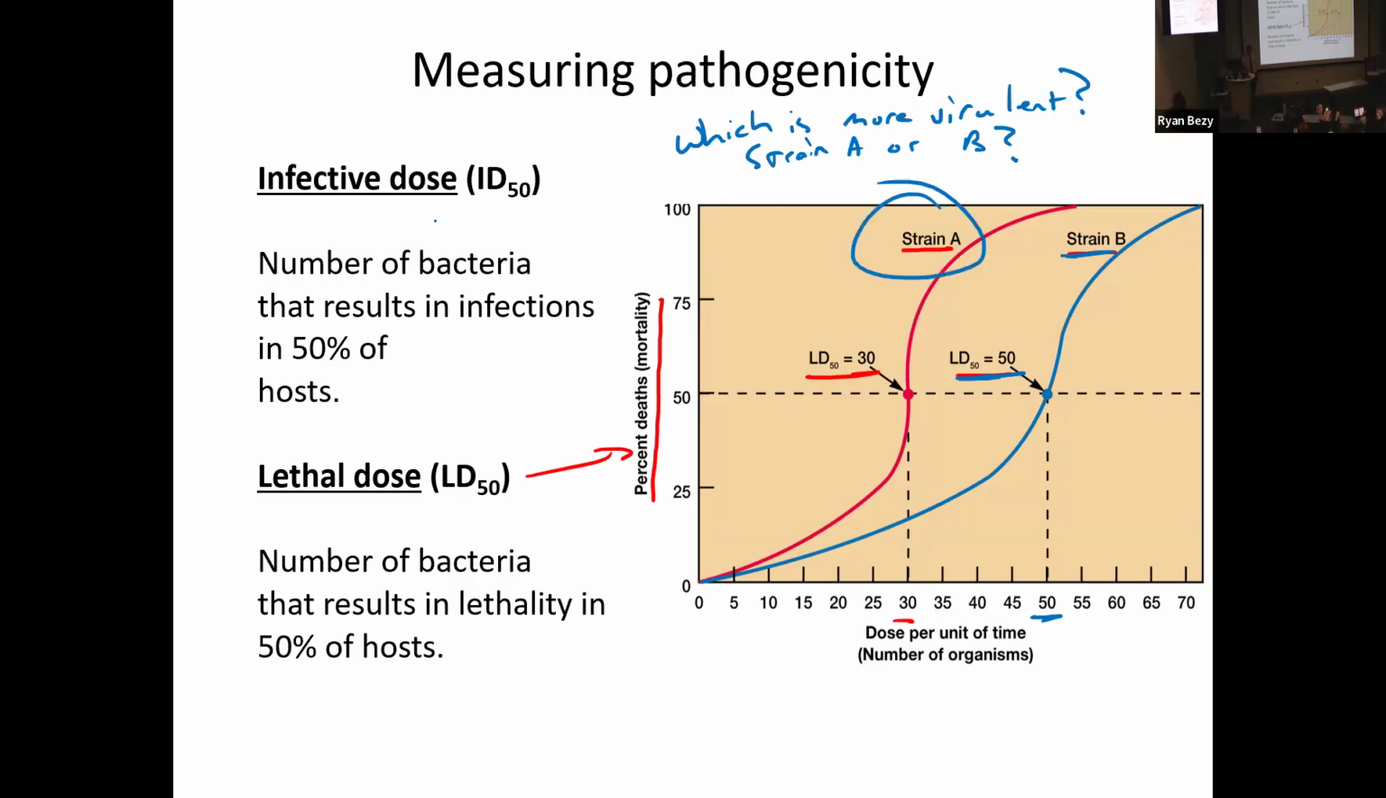Strain A is going to be more virulent because it only takes 30 cells to kill 50% of the hosts. That is a stronger pathogen, more virulent or more pathogenic than strain B, because strain B takes an additional 20 more cells, 50 cells, to produce the same amount of lethality. Questions about that? You need less of strain A to get 50% of hosts dying. That makes it a stronger pathogen.